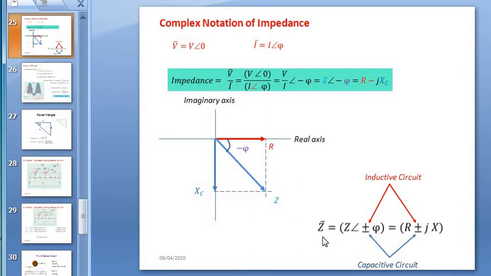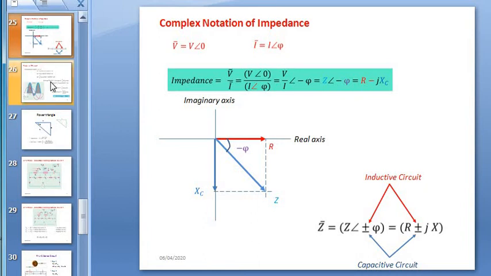So in general, Z is equal to Z at an angle plus or minus phi. Or in complex mode we can write R plus or minus JX. Right? This X can be XL or can be XC. If it is an inductive circuit, this angle phi will be positive. Right? And here the sign will be positive. If it is a capacitive circuit, this angle phi will be negative and this sign will also be negative, where this X will be XC.